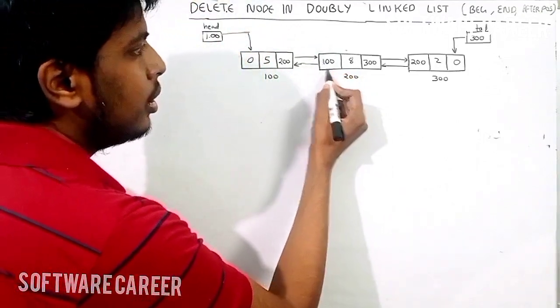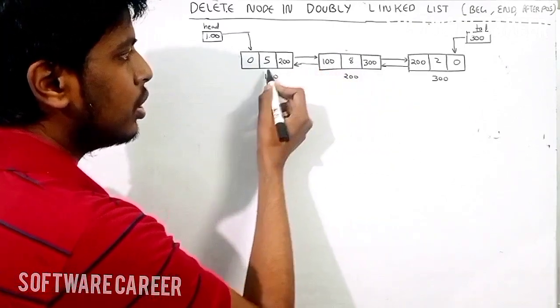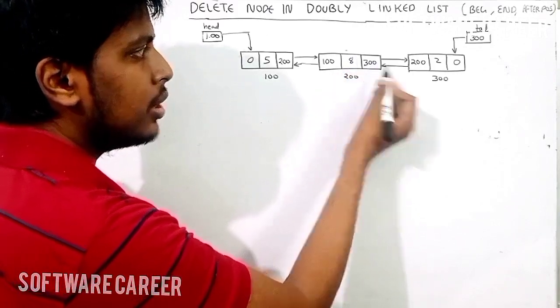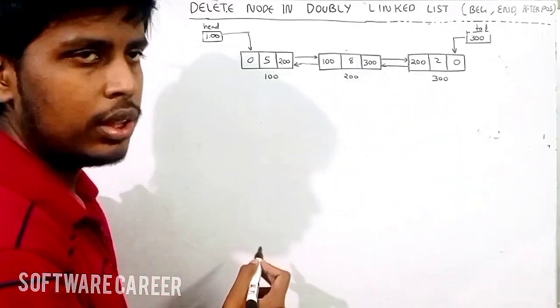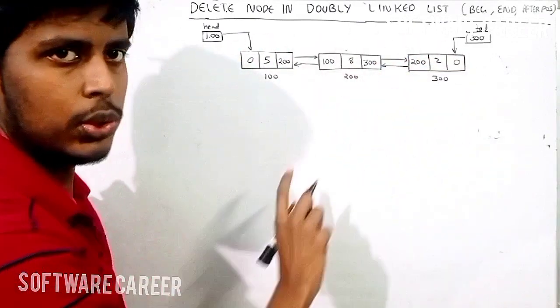The structure of a node contains three parts. First part is the previous pointer, which stores the address of the previous node. Then this is the data part, where you can store a data value. This is the next pointer, which stores the address of the next node. And there are two pointers, head and tail, which store the address of the first node and the last node.